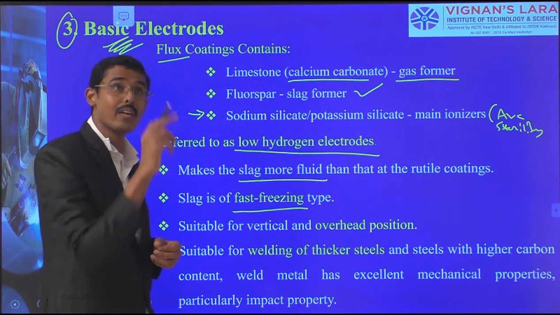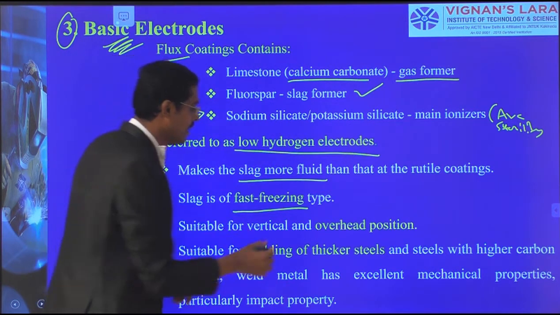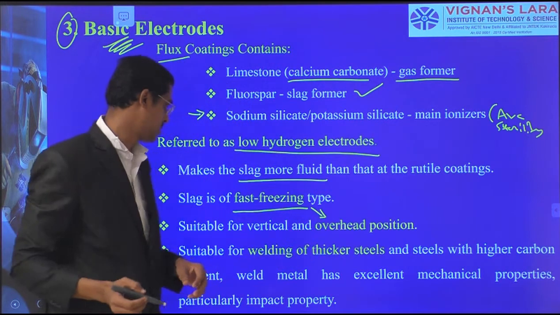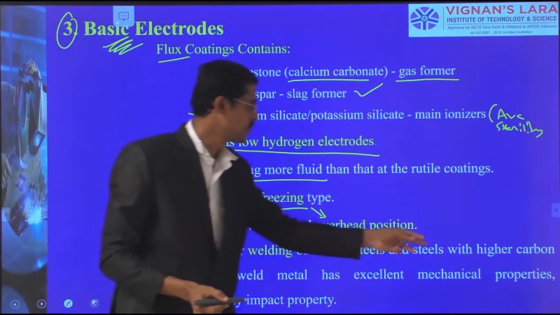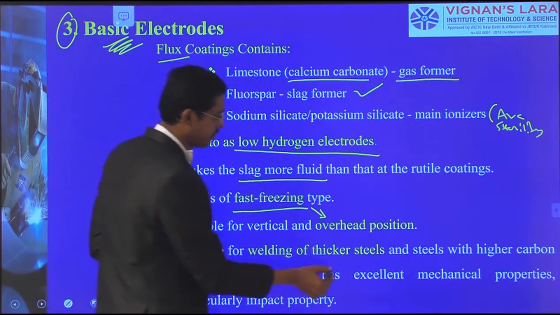So what happens? Overhead is possible. Fast freezing, suitable for vertical. So see, it is related. Overhead positions. Suitable for welding of thicker steels and steels with high carbon contents. Weld metal has excellent mechanical property.